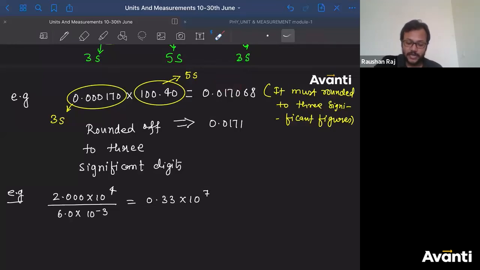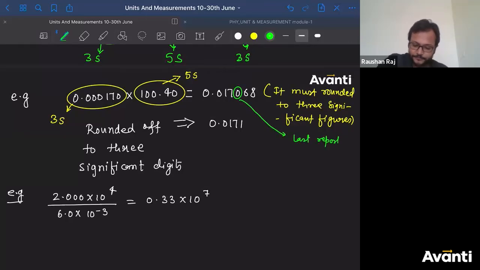So which is the last reported digit, bachcha log? This 0 will be the last reported digit. So I have to round off 6 and 8.